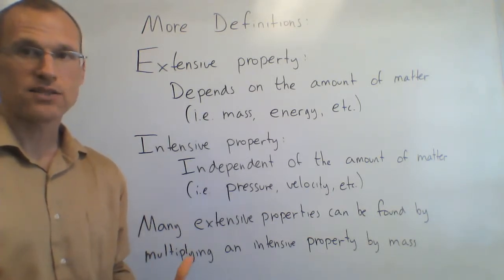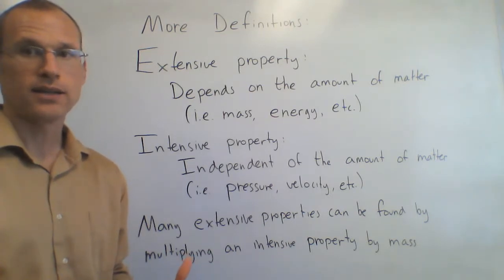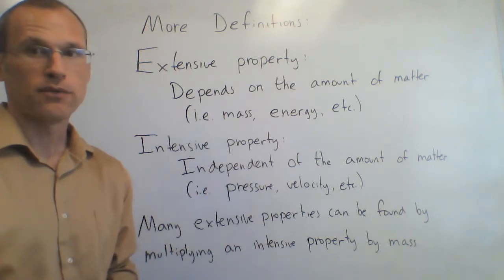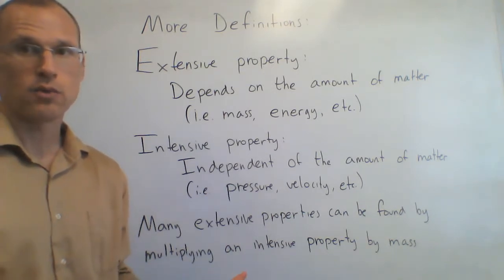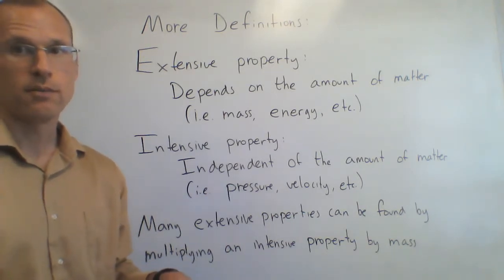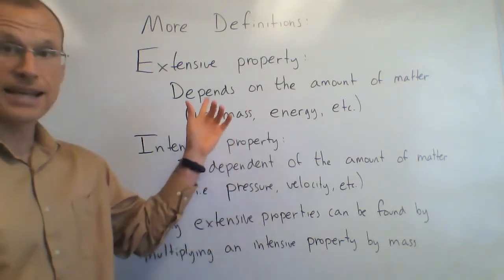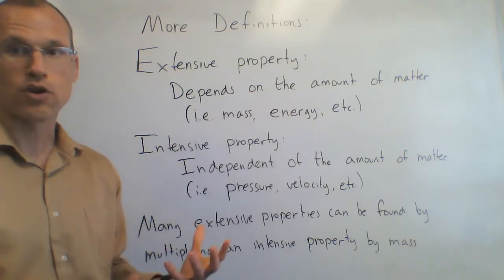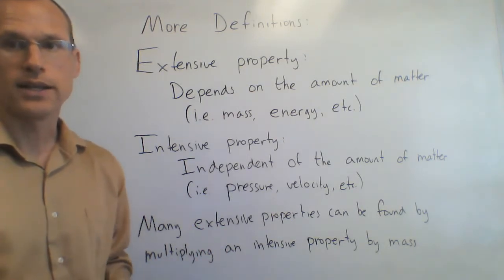And then many extensive properties can be found by taking an intensive property and multiplying it by mass. So the example I had before, velocity. If you take velocity and multiply it by mass, you have momentum, and momentum is an extensive property. So that happens in a lot of cases. Take an intensive property, multiply by mass, get an extensive property.